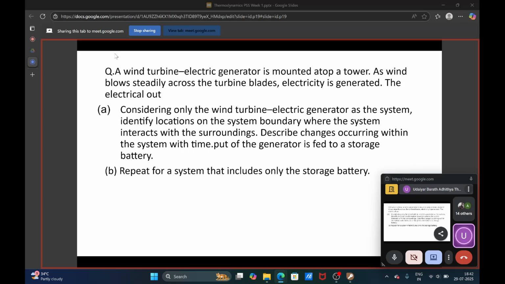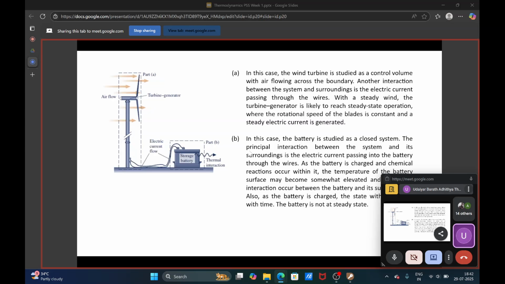So we need to find the boundary where there is interaction between the system and the surroundings, which is the rest of it. Then describe changes occurring with respect to time, how these are changing, as the generator puts whatever electricity is there into the battery. Second is to repeat the process considering the windmill, generator and the battery as a system. So that's the two cases.